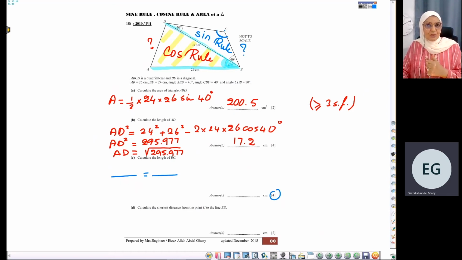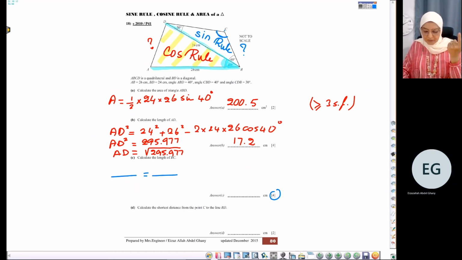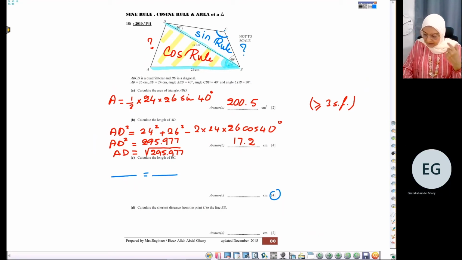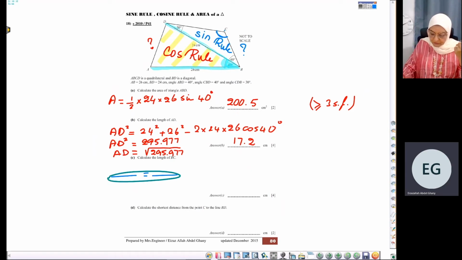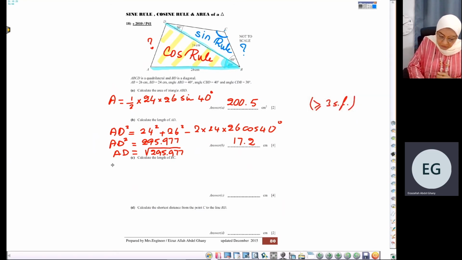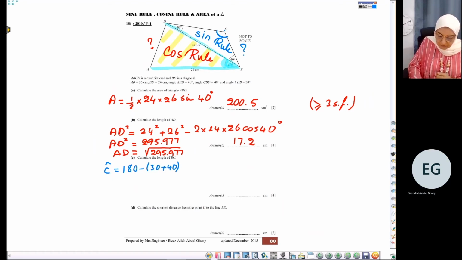But when there is 4 marks, you have to suspect something big. Why 4 marks? Sure, there is something additional. I should find it first, which is angle C. How to find angle C? Just 180 minus. So angle C equals 180 minus 30 plus 40. 180 minus 70, it is 110.